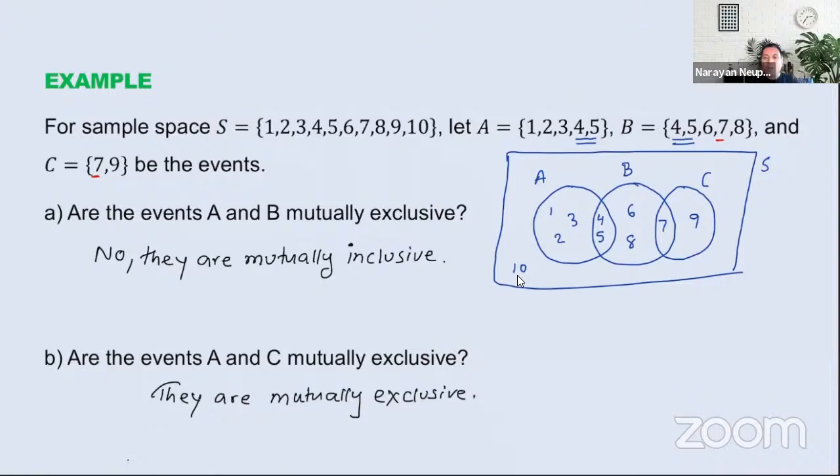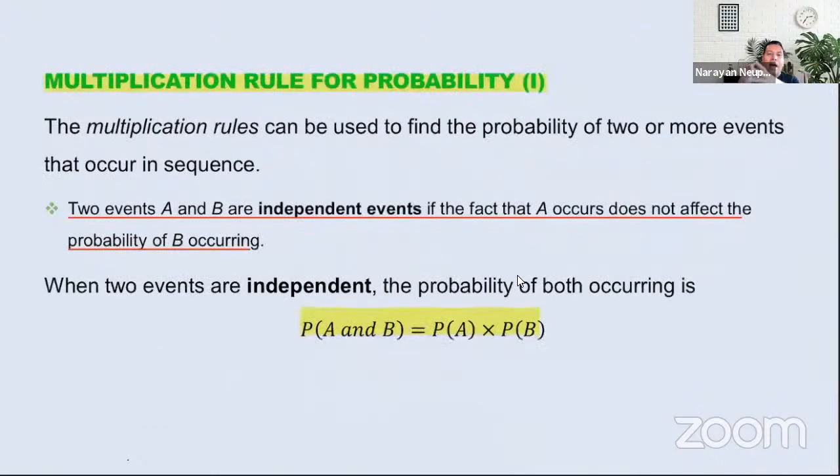Okay, now let's move on to the multiplication rule. Here also I break the rule into two parts. The multiplication rule can be used to find the probability of two or more events that occur in sequence. The events should occur one after another. And the key word in the multiplication rule is "and." If you see the word "and," then we use the multiplication rule.